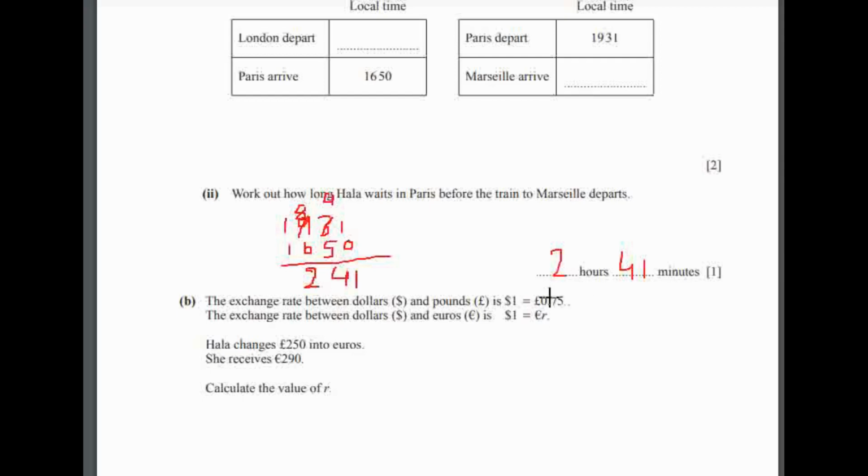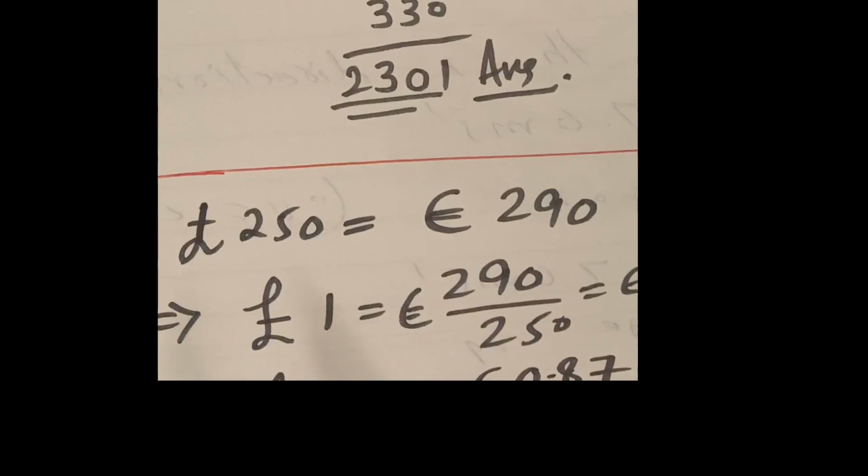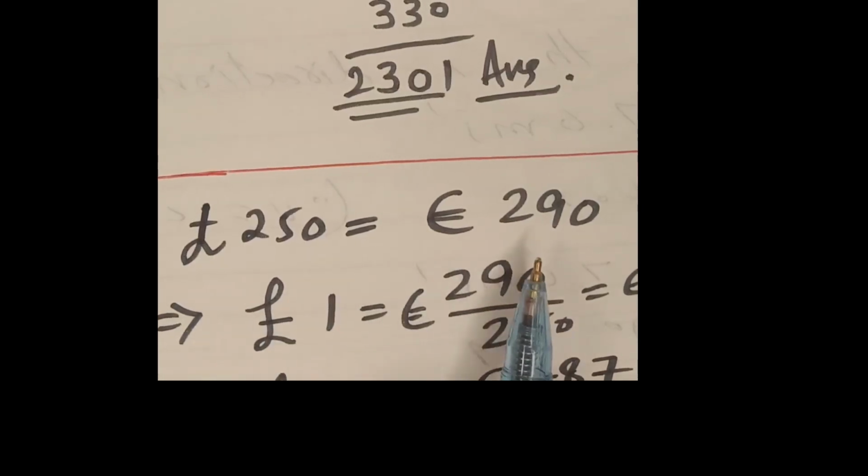So that answer will be the number of euros for $1. In that case, this will give you the value of R. I do it for you. For 90 pounds she receives 290 euros.